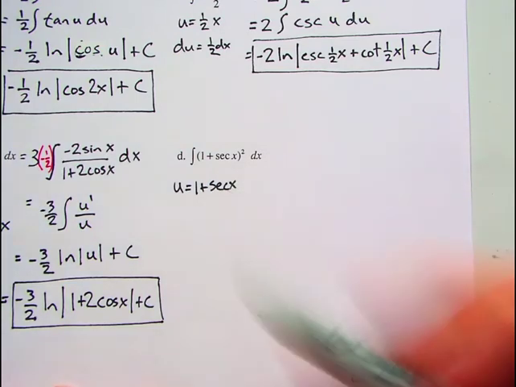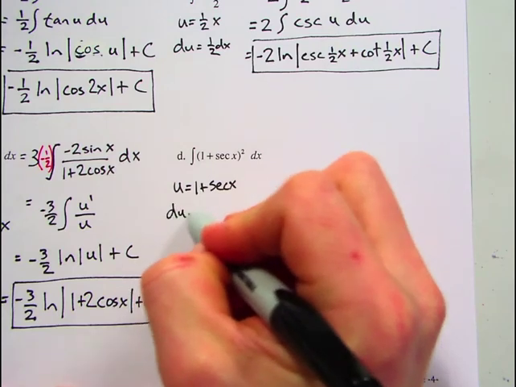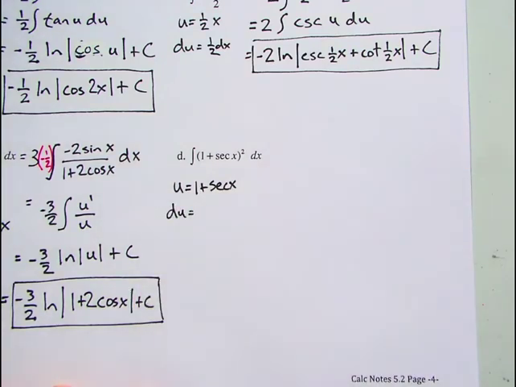So if this was u, what's du going to be? Secant x tangent x. You sure? Oh, derivative. Yeah. What's the derivative of secant? It is secant tan. Okay.